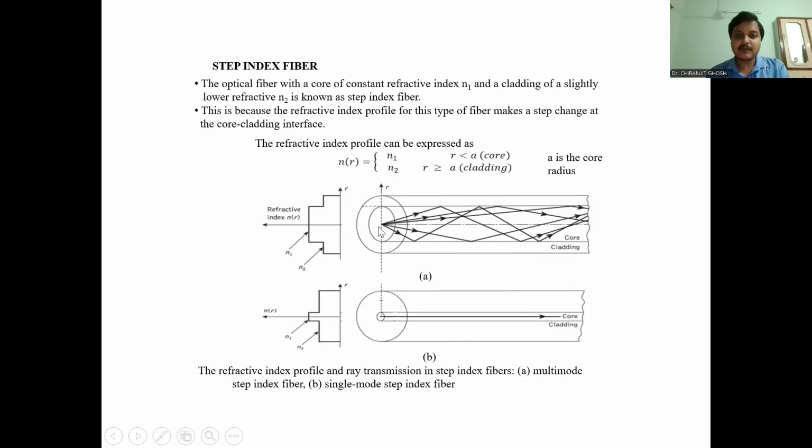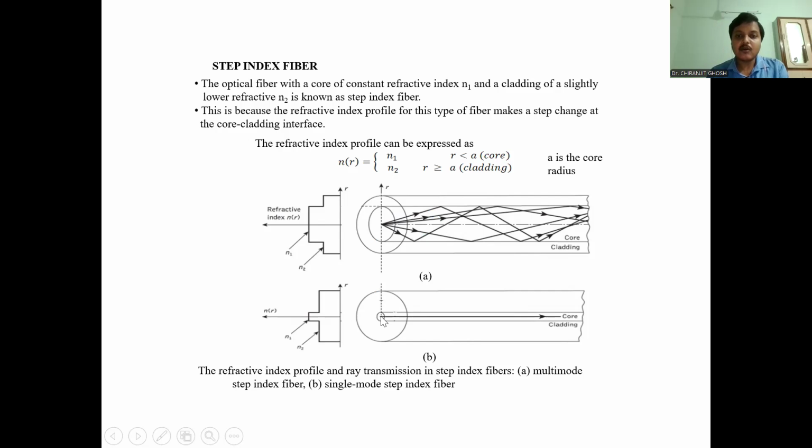There are two types of step index fiber. One is the multi-mode step index fiber, and another is the monomode, single mode step index fiber. Multi-mode means multiple modes can propagate. As I've already told, if the fiber diameter is very high, then it is possible to propagate multiple modes, or you can say multiple rays. Here you can see 5 rays are propagating. So that means there are 5 modes. So this is called multi-mode fiber.